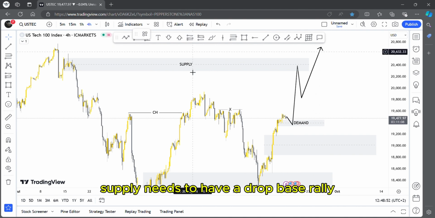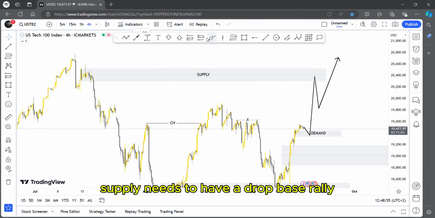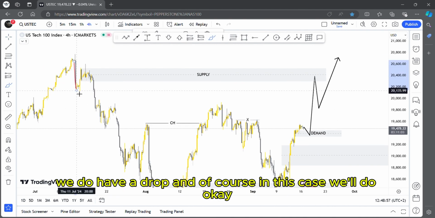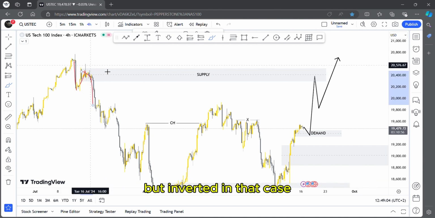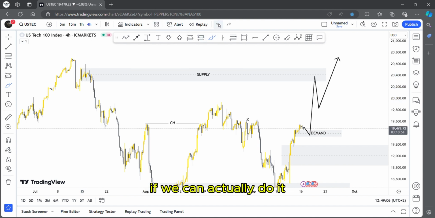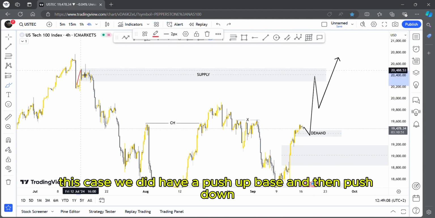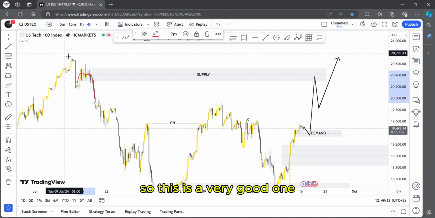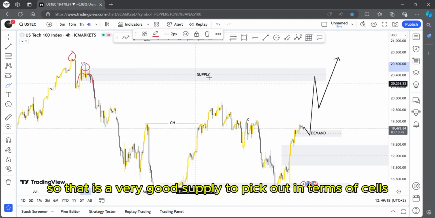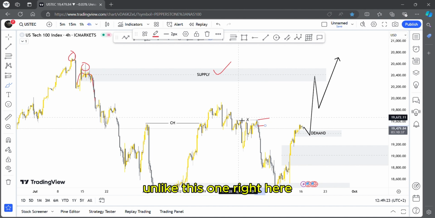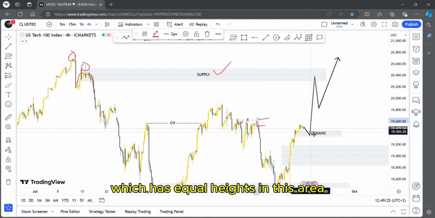Supply needs to have a drop base rally. So in this case we do have a drop, and of course in this case we'll do base and then rally, something of that sort, but inverted in that case. In this case we did have a push up, base, and then push down. So this is a very good one. It also has a higher high and a lower high, so that is a very good supply to pick out in terms of sales, unlike this one right here, which has equal highs in this area.